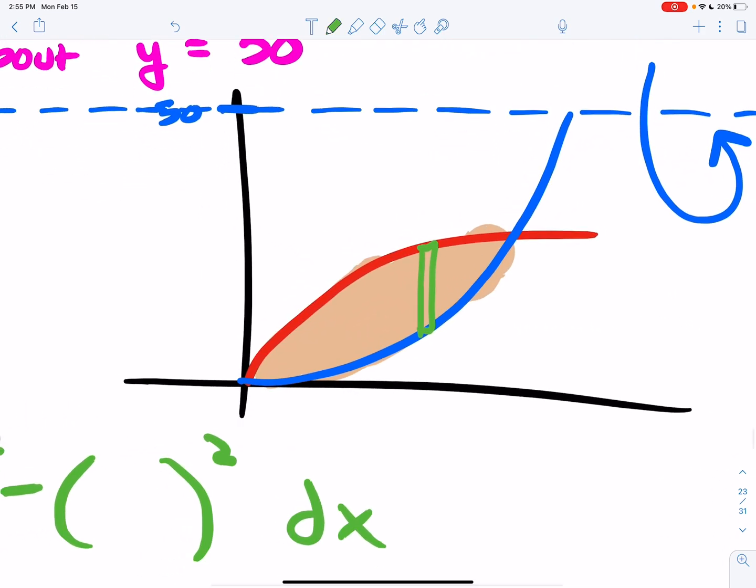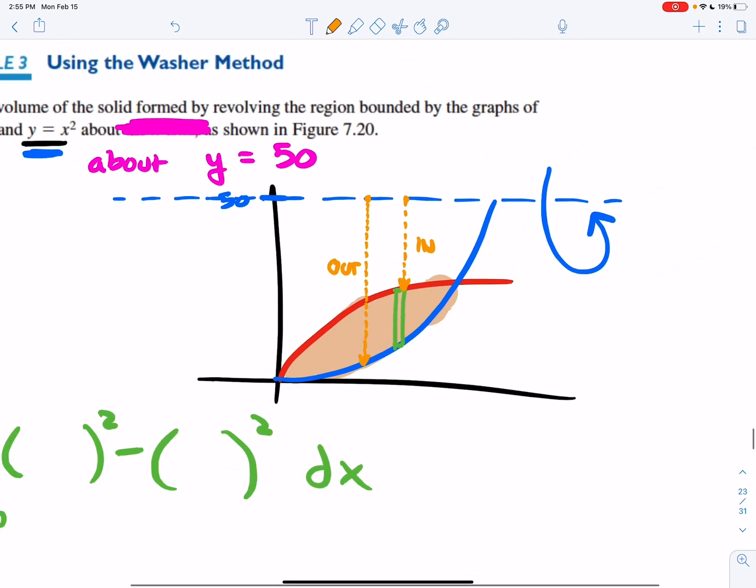Your outer radius starts from your axis of revolution. So your axis of revolution is at y equals 50. So we have to start right here at that orange dot. And I'm going to keep going. And right when I'm about to go out or exit the region, I'm going to stop. That is going to be called my outside. Right when I'm about to go in, that will be my inside radius. So I need to figure out what these two orange lengths are. And this is where it gets weird. Okay? So take a look.